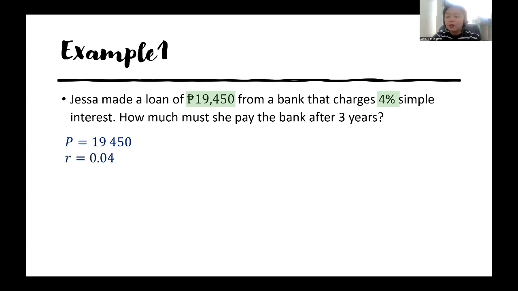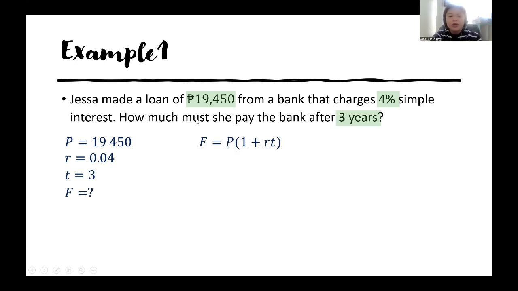Now, your rate should always be in decimal form. So from 4%, you divide 4 by 100, so that's 0.04. And then there is 3 years, so this is our time. T is equal to 3. The question is, how much must she pay the bank after 3 years? So by the end, what is the total payment? What we need to find is the F.